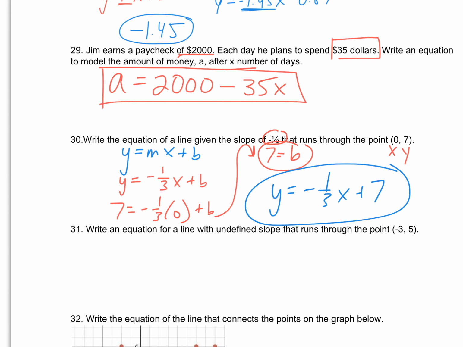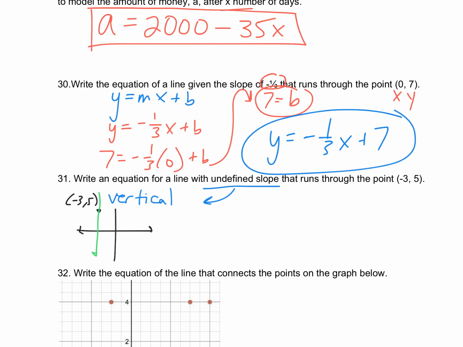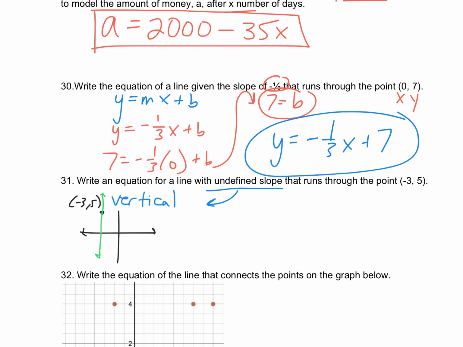Okay, 31, write an equation for a line with undefined slope that runs through the point negative 3, 5. Undefined slope, remember that means vertical line. Zero slope means horizontal line. So undefined is vertical. If I think about what that looks like on a graph, it's got to go through the point negative 3, 5 up here, negative 3 for x, 5 for y, and it's got to be a vertical line. So that means it's going to run through negative 3 this whole time.